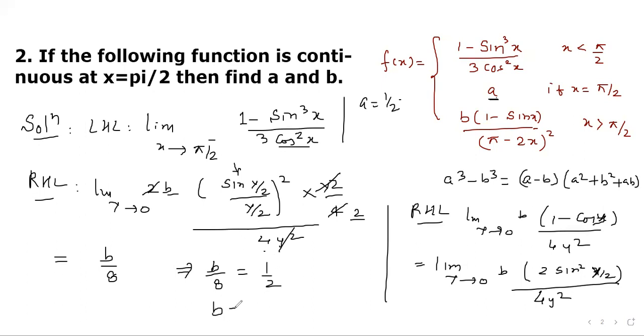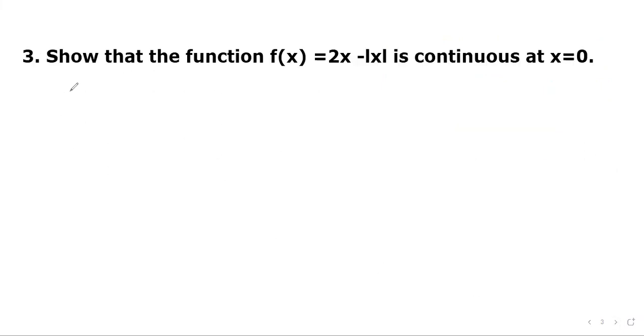So from where b equal to 4. So we have got the answer a equal to 1 by 2, b equal to 4. Now consider next question. Show that the function f(x) equal to 2x minus modulus x is continuous at x equal to 0. Here f(x) equal to 2x minus modulus x.